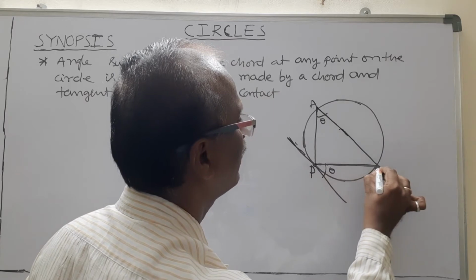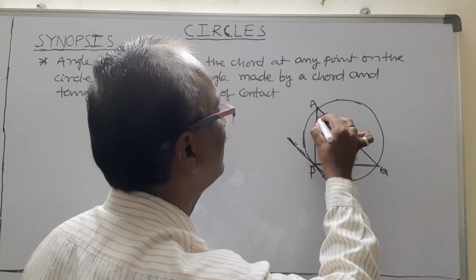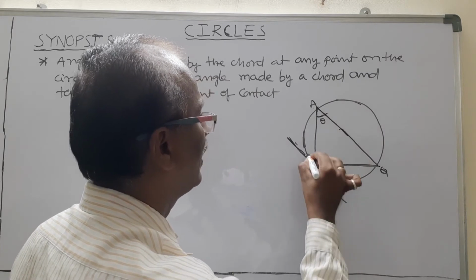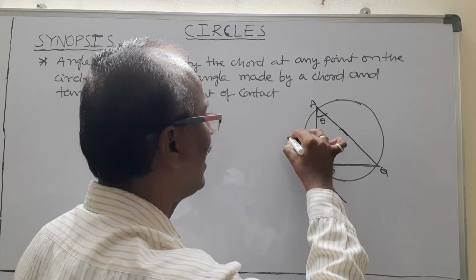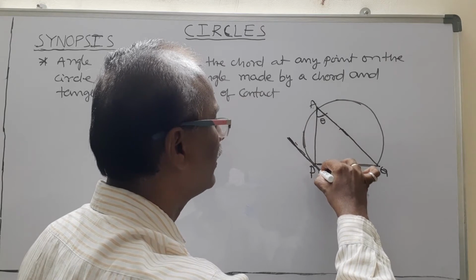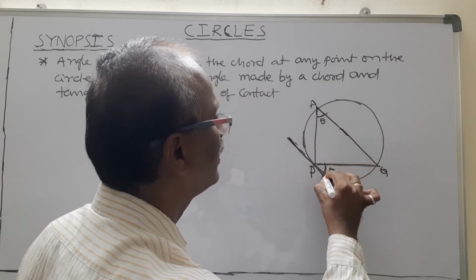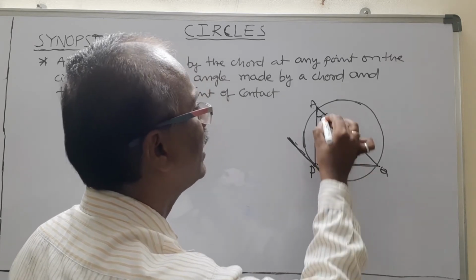PQ is a chord. The angle theta subtended on the circumference of the circle is equal to the angle between the chord and the tangent at point P. This is the angle theta. These two angles are equal.